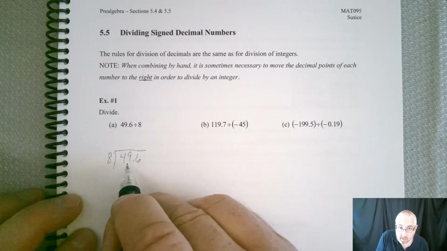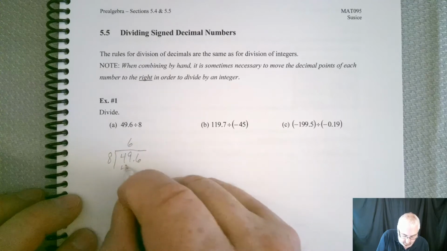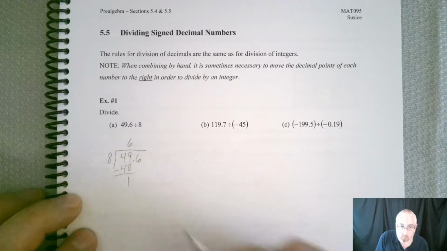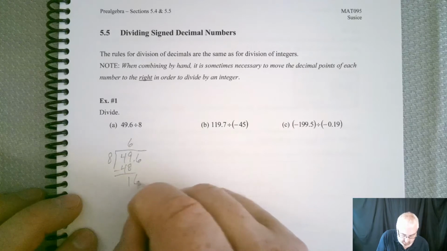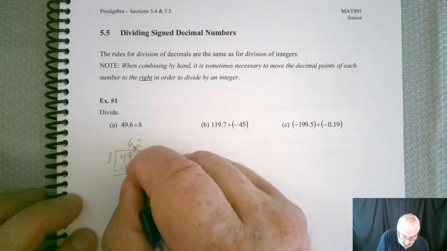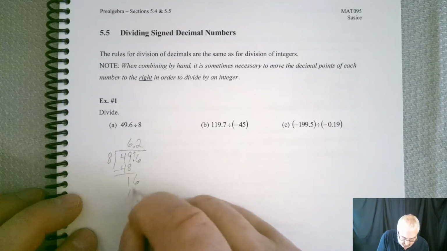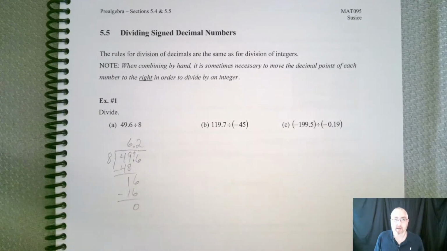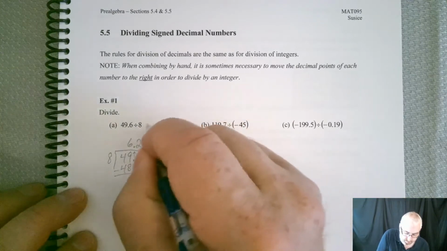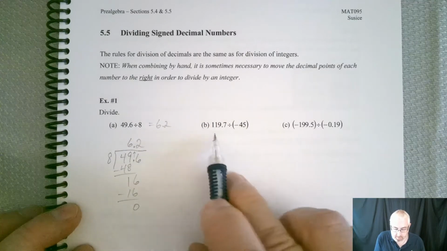8 goes into 49 6 times. 6 times 8 is 48. Subtract, and we get a 1. Now we can bring down the 6. 8 goes into 16 twice. Now the decimal point always moves straight up. So 2 times 8 is 16, and it zeroes out. So your answer should be 6.2. Not much to it.